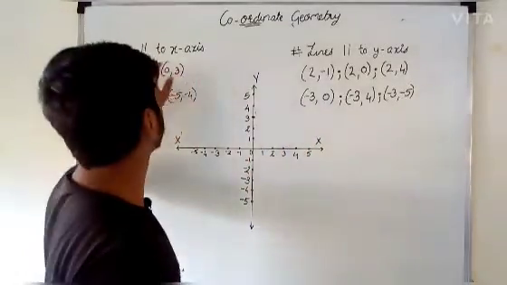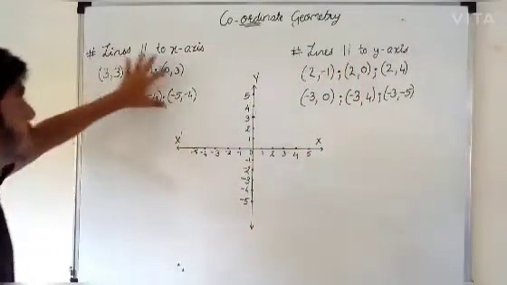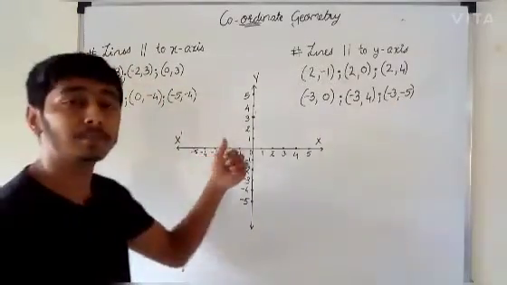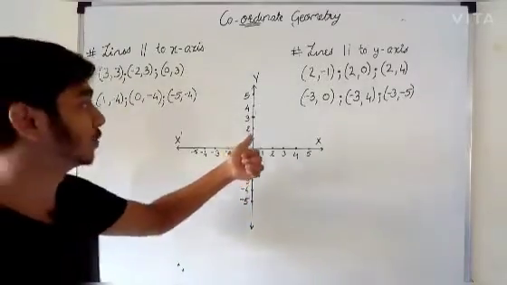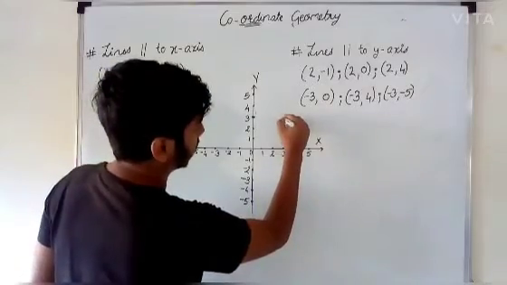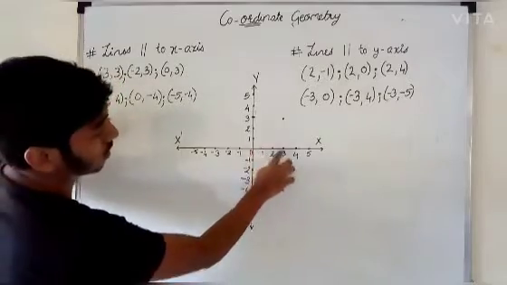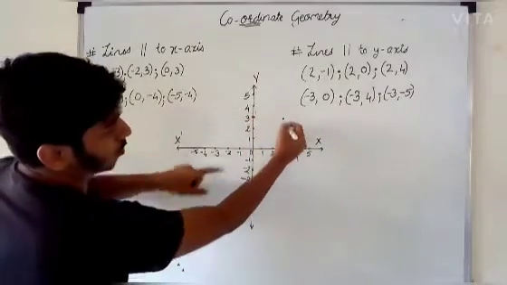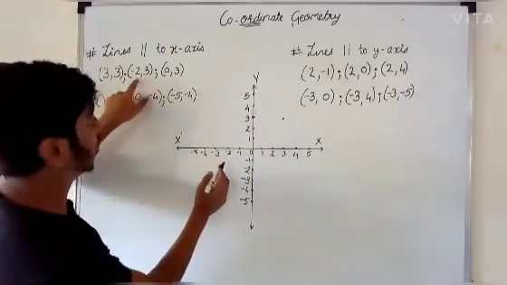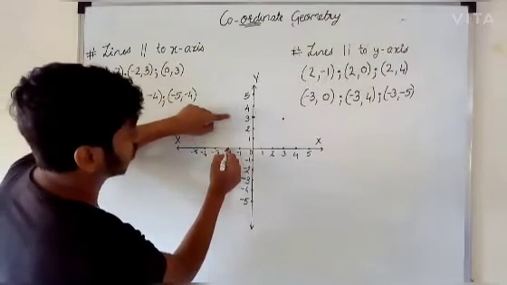First of all, before learning about lines parallel to x-axis and y-axis, let us plot these points which are given to you. This is based on the previous video, plotting a point. So 3, 3: x is 3, y is 3, so it will be somewhere here. Then minus 2, 3. Where is minus 2 on x-axis? Over here. So minus 2 and 3 is somewhere here.